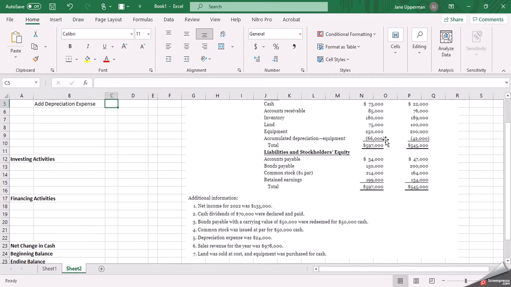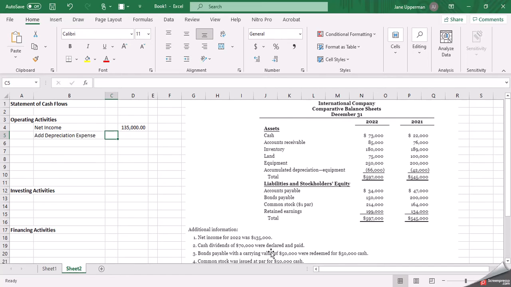It's also the difference here, but you can't always go by that, because if there was a sale of an asset, that could be different. So in this case, they give us what it is. So we come over here and we add that 24,000 in.